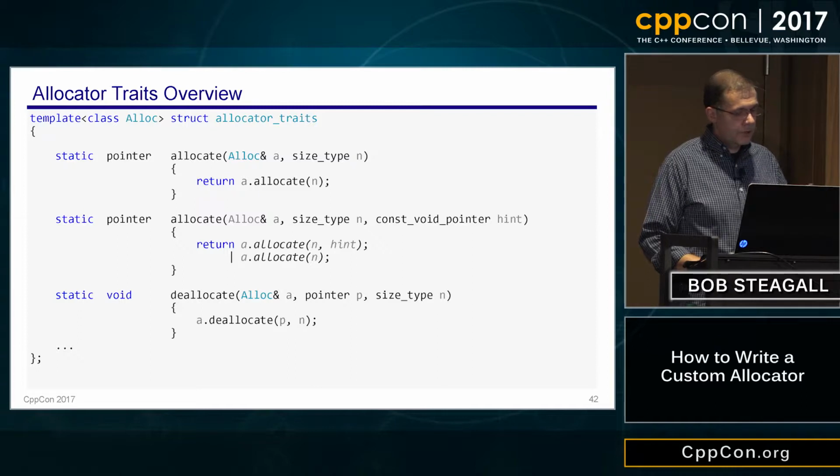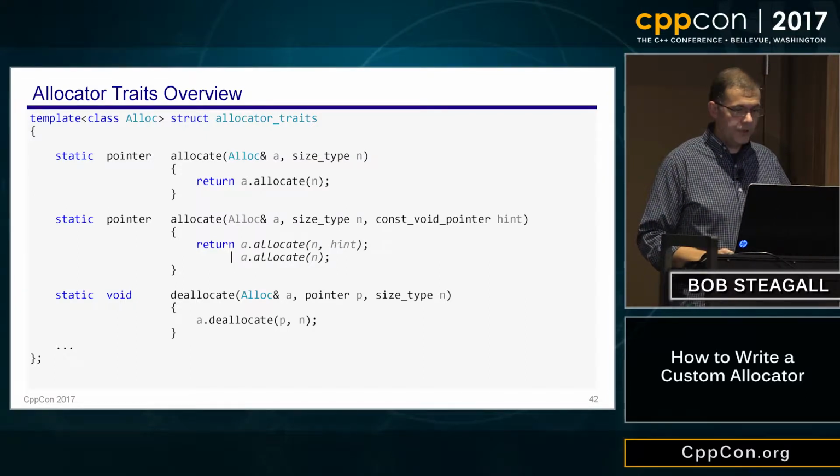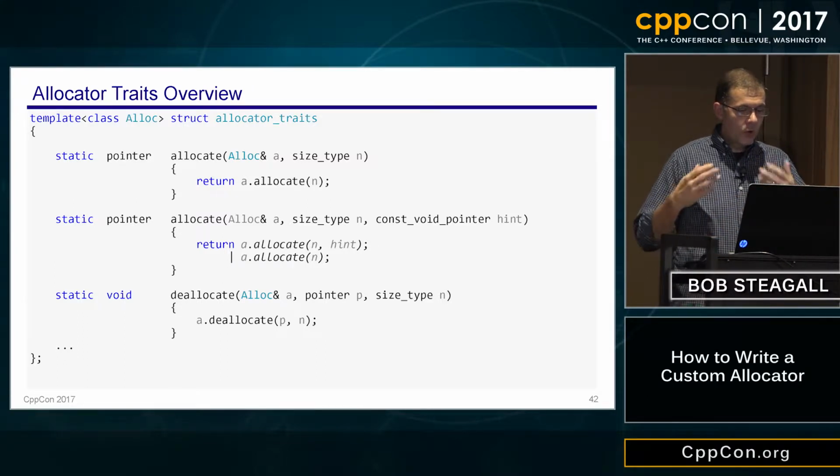In terms of the services, allocator traits defines the first overload of allocate and also deallocate. And it defines these in terms of calling the corresponding allocate and deallocate functions of your allocator. Those are member functions that your allocator is required to provide. The second overload of allocate is chosen at compile time. If your allocator provides this second overload, it will be used. Otherwise, the default will be to use the first overload.